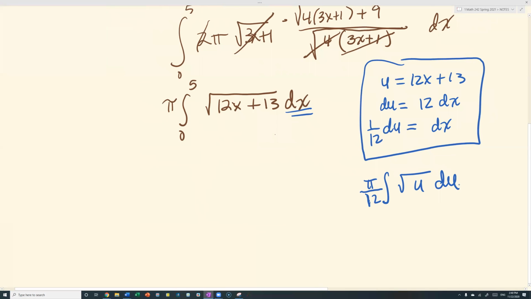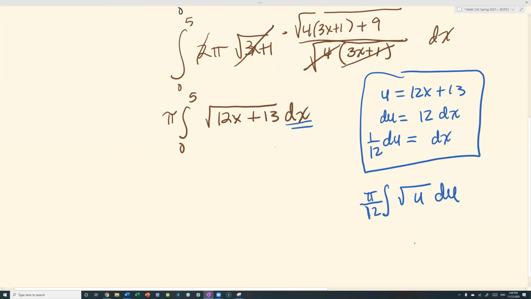I'm not going to change the limits of integration. I'm just going to do the integration first and then go back and evaluate. So this is going to be u to the 3/2, that would be 1/2 plus 1 more, multiplied by 2/3. And then you have the pi over 12 on the outside. 2 cancels with 12, that gives me 6. 6 times 3 is 18.